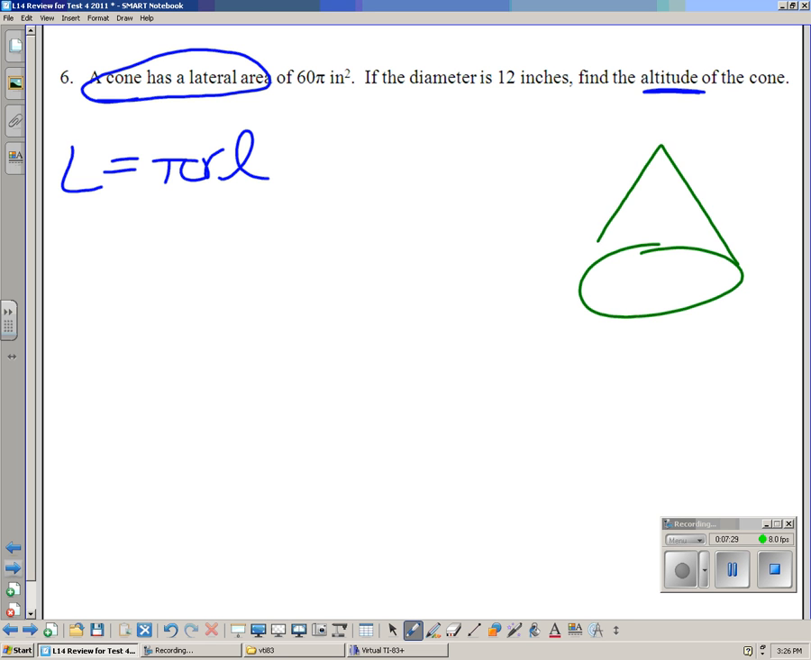So here's my cone. Here's the triangle that lives inside the cone. Diameter is 12. That means the radius is 6. There it is. We want to find the altitude of the cone. Well, the only information we know is that the lateral area is 60 pi. So I'm going to write 60 pi equals pi RL.